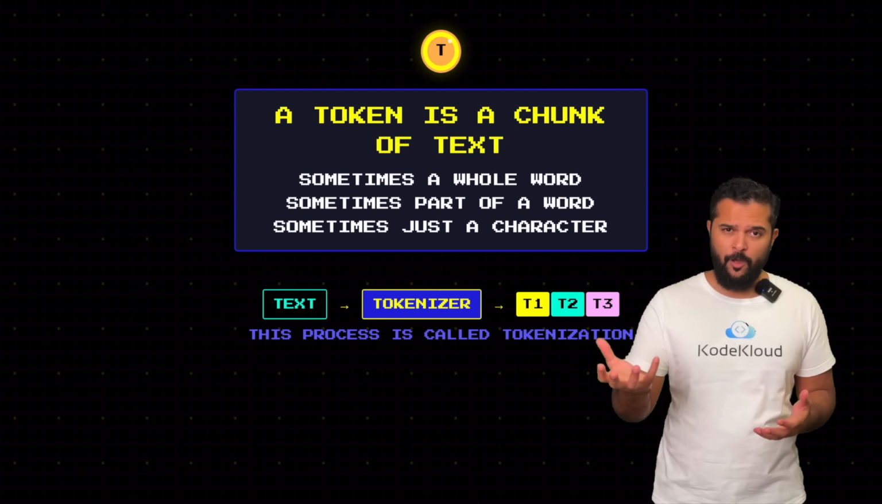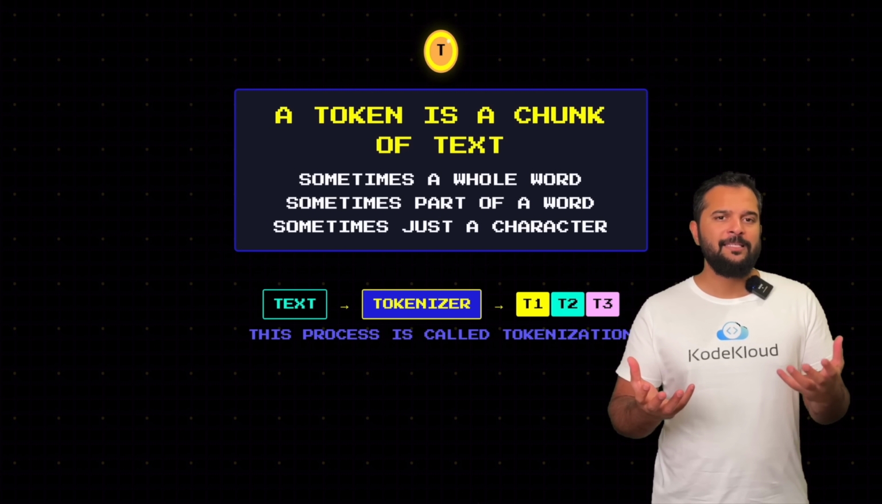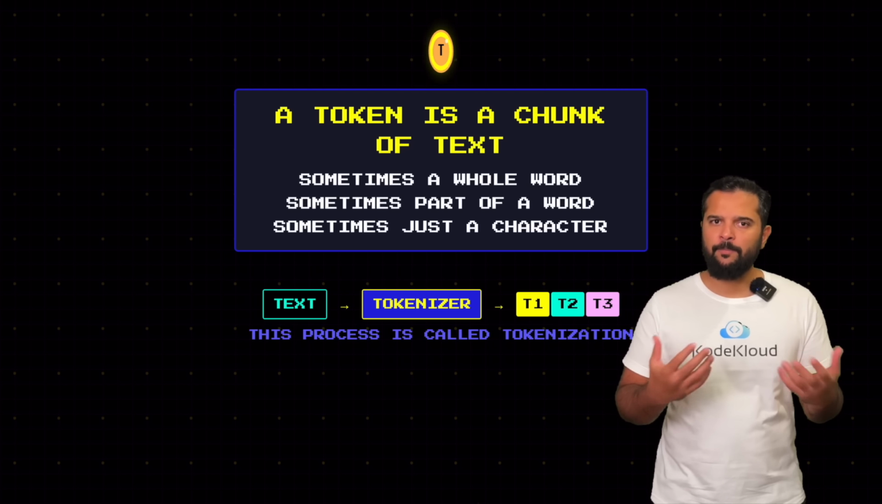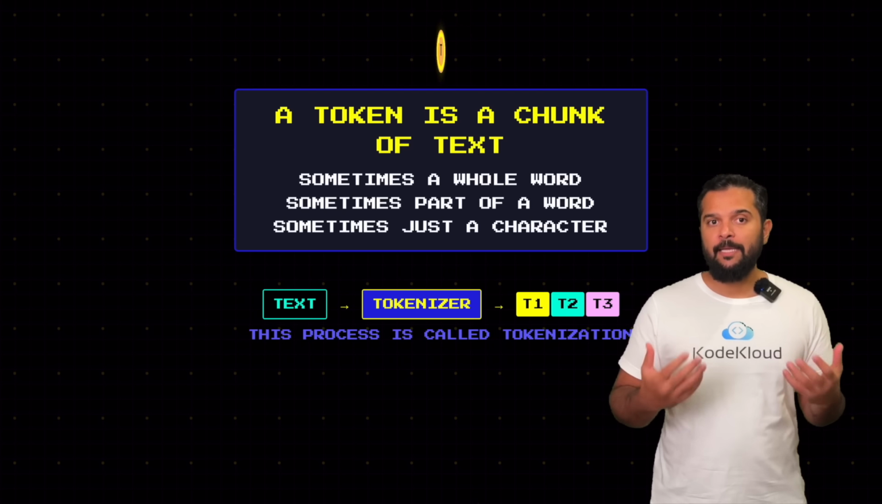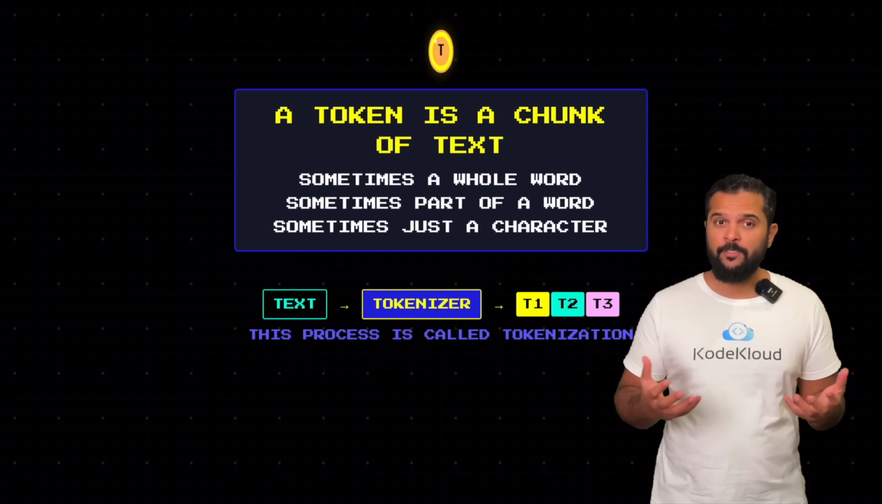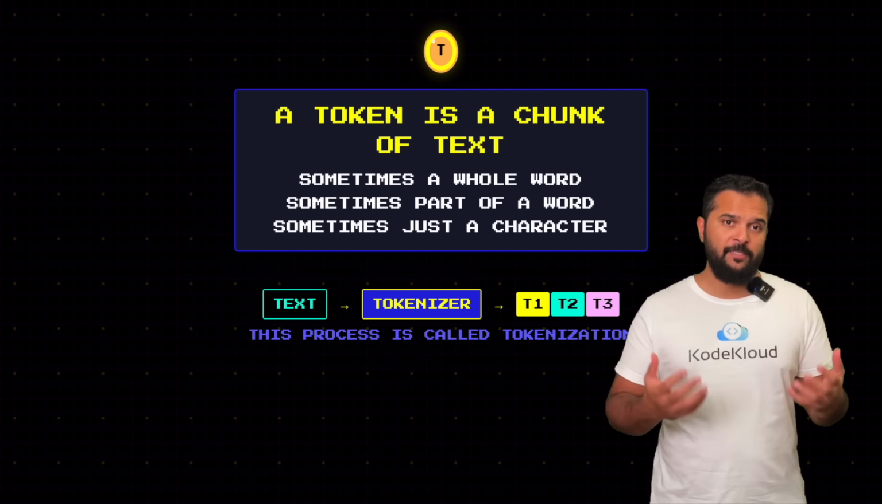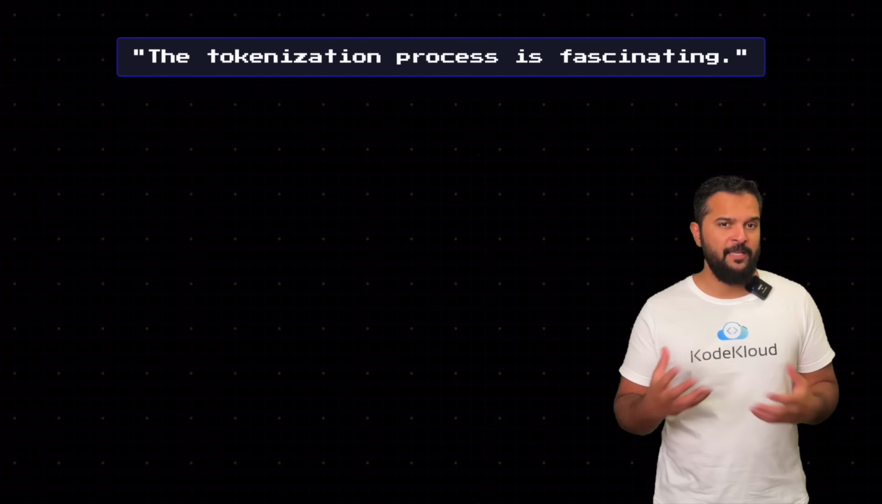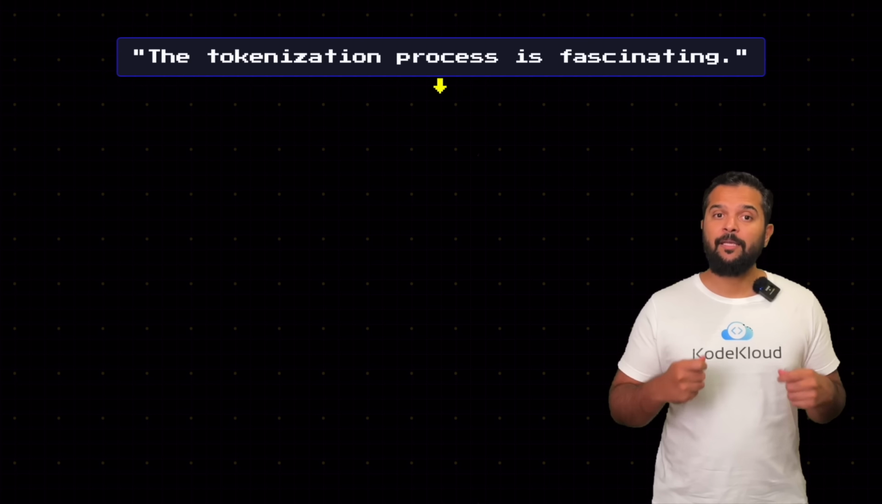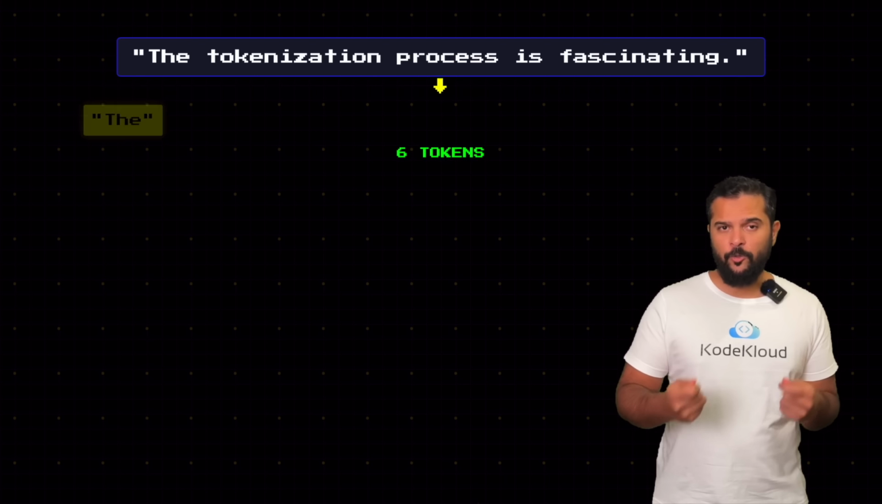How much a request costs, how much text you can send and receive, and why an LLM sometimes splits a word in a strange place. When you're building AI agents, tokens are the currency you're spending with every single interaction. So here's a concrete example. Take the sentence, "The tokenization process is fascinating." When tokenized, it breaks into 6 tokens.